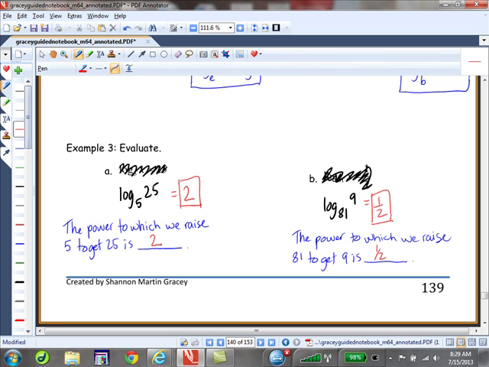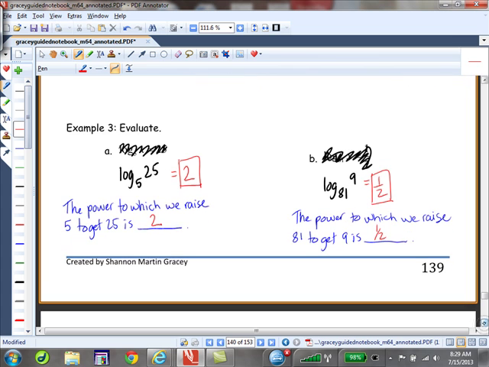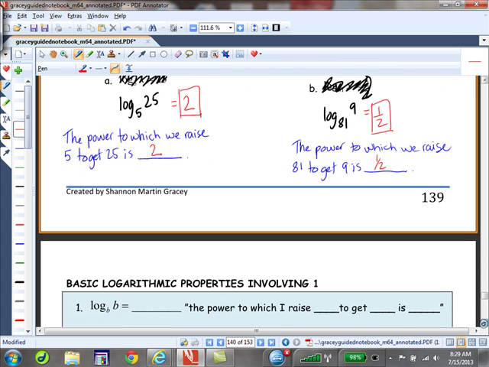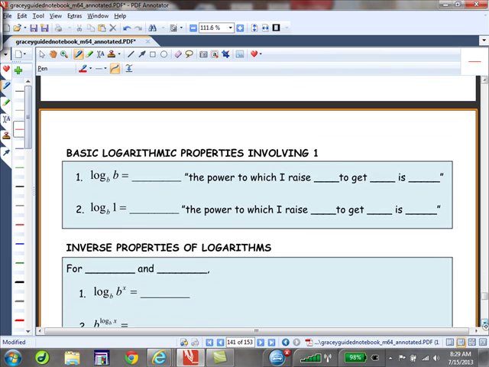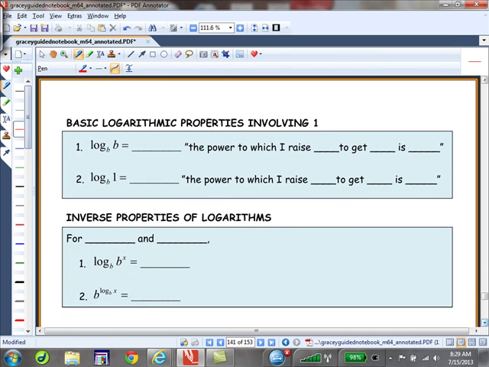All right, so here we go. Here are some basic logarithm properties involving 1. The first one: the power to which we raise b to get b is 1, because anything to the first power is itself. And the power to which I raise b to get 1 has to be 0, because anything raised to the 0 is 1.